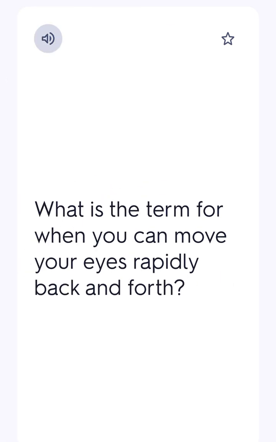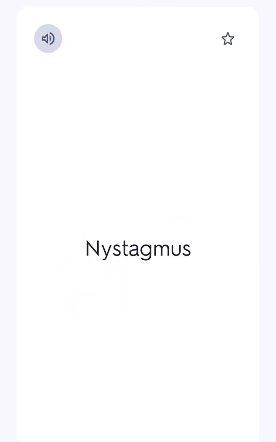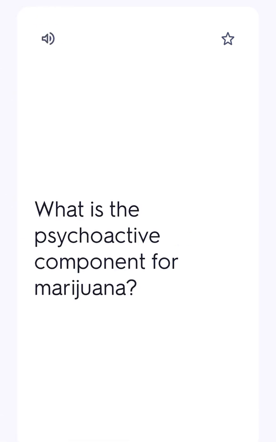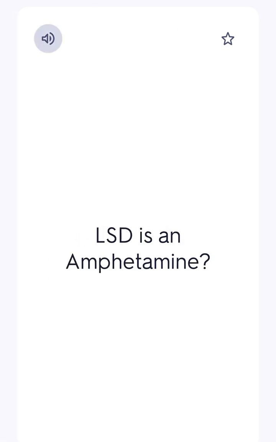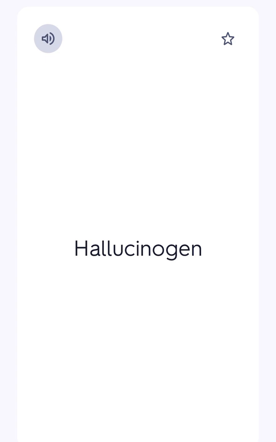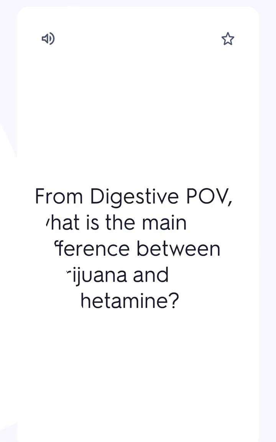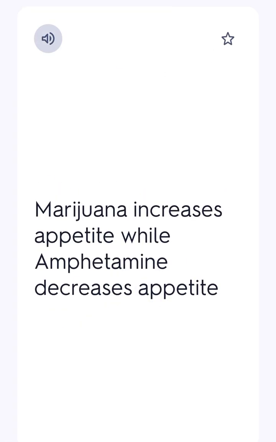What is the term for when you can move your eyes rapidly back and forth? Nystagmus. What is the psychoactive component for marijuana? Delta-9 tetrahydrocannabinol. LSD is an amphetamine. Hallucinogen. From digestive POV, what is the main difference between marijuana and amphetamine? Marijuana increases appetite while amphetamine decreases appetite.